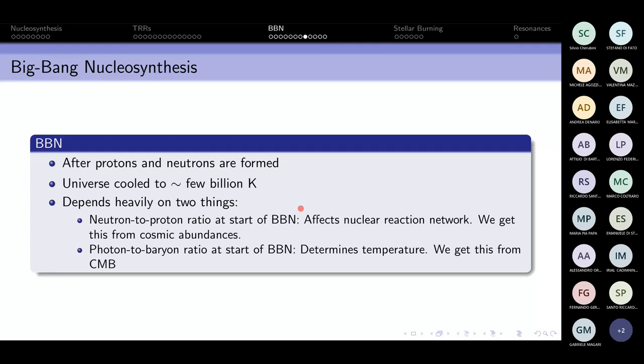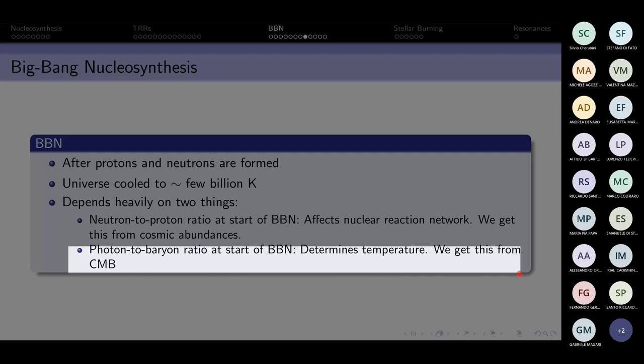And we get this from cosmic abundances. We're able to look at stars and galaxies, see what the elements are in them, and then add up all the protons and neutrons. Nucleosynthesis also depends on what we call the photon to baryon ratio, or the baryon to photon ratio, whichever you want.